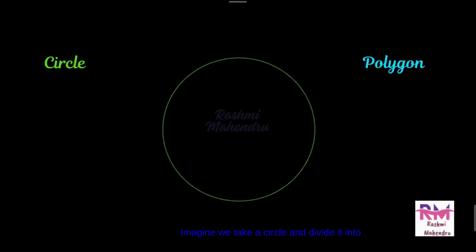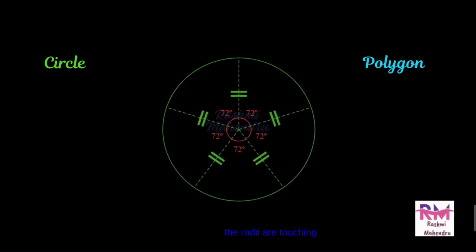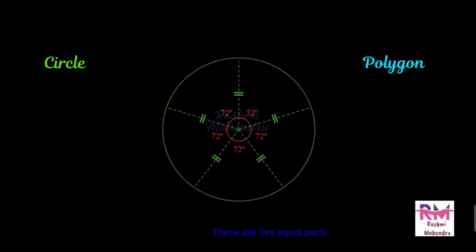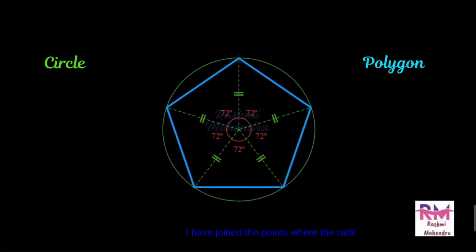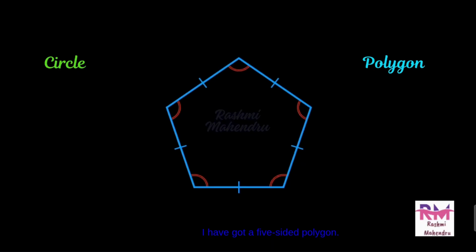Imagine we take a circle and divide it into equal parts. You may do this activity using a circular cutout. I have divided the circle into 5 parts. Now let's join the parts where the radii are touching the circle. You can see the radii are touching the circle. These are 5 equal parts, and because of the equal parts, the angles are also equal. With the blue line segments, I have joined the points where the radii are touching the circle. Since there were 5 parts, I have got a 5-sided polygon.